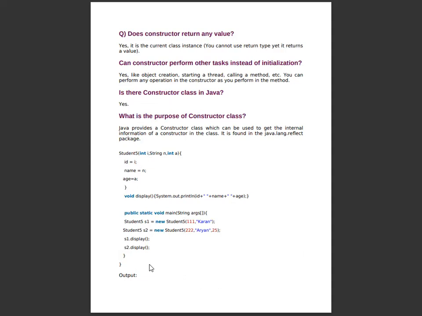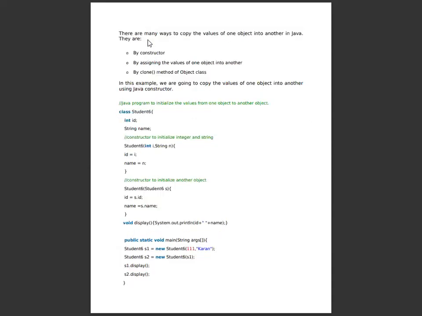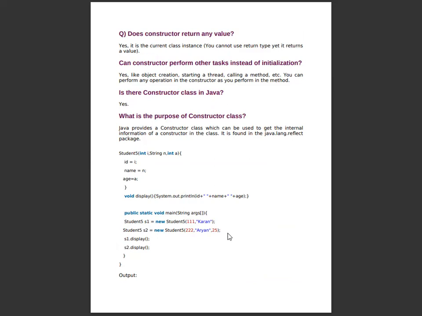And if you are checking the output, it is nothing but 111 Current, and the default initialization is 0 here. Okay, and for 222 the age is 25, because that is directly given here.